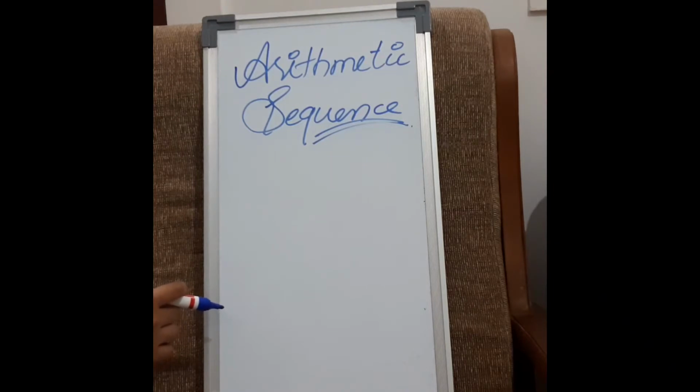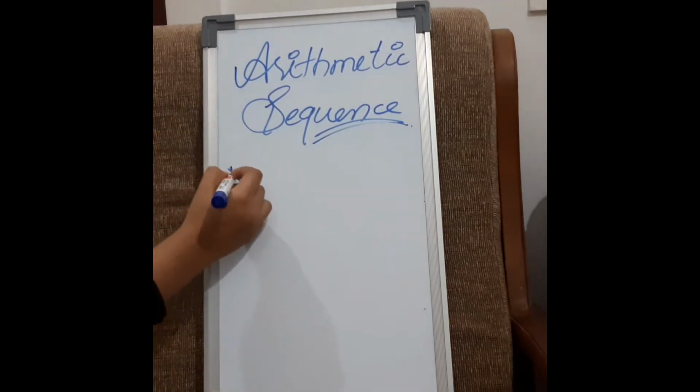An arithmetic sequence is a sequence. It can be started by any number. And how does it continue? It is continued by adding a fixed number. A fixed number is added and the sequence continues.